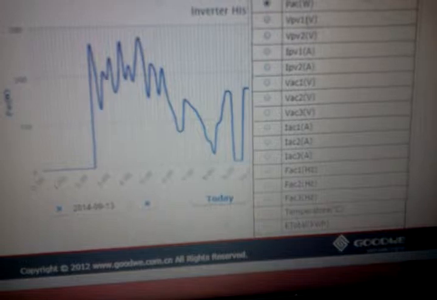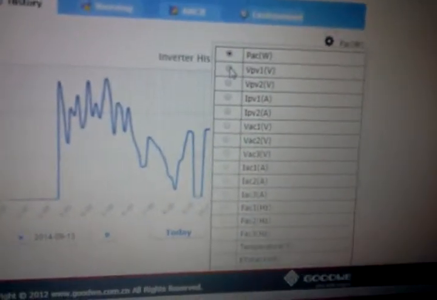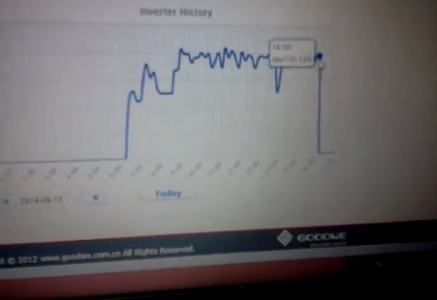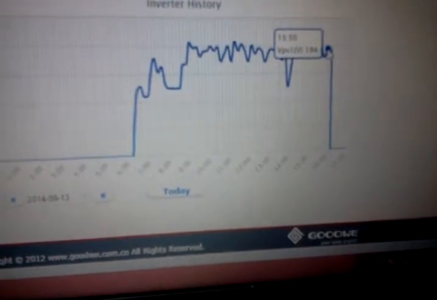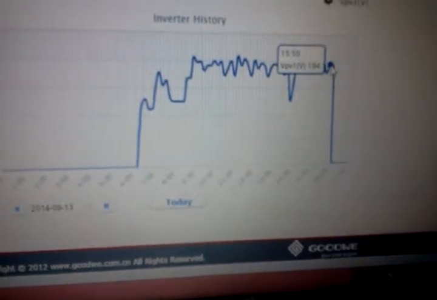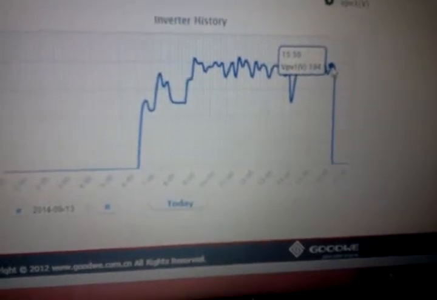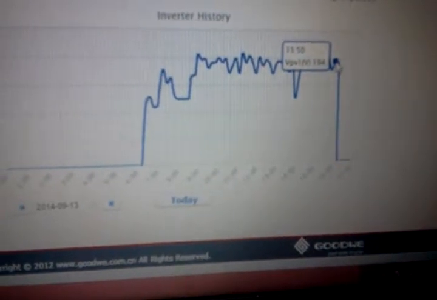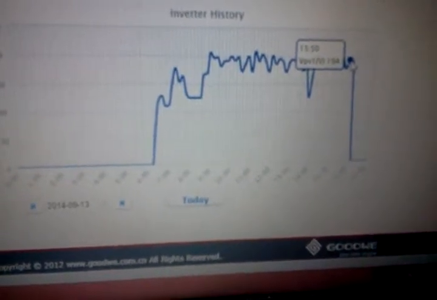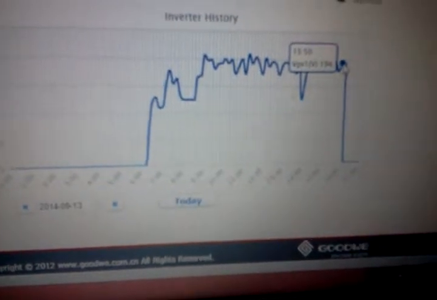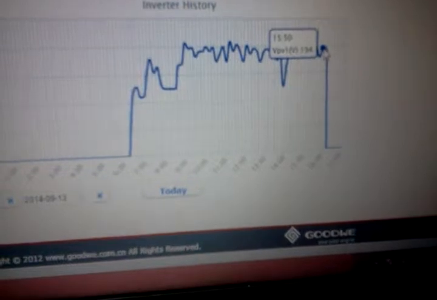Okay, so I'm going to show you the PV voltage right now of my system. My system is at about 194 volts right now. My PV is generating about 194 volts. I have 290 watt panels with a Vmax of about 35 volts. So that's what I'm able to pull out of the 35 volts by 5 panels at the moment.